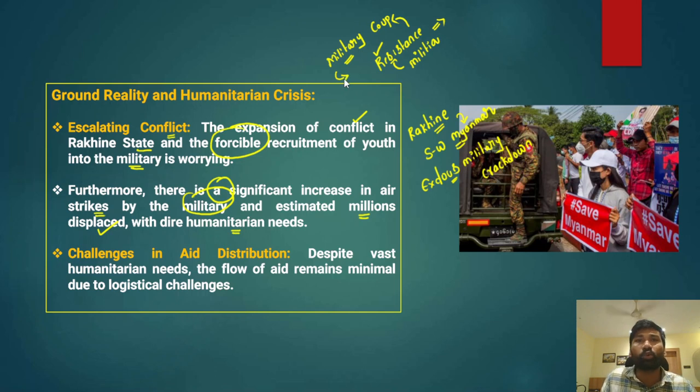The military has been doing air strikes against different resistance groups. That has led to the displacement of millions of people from Myanmar, and now they require humanitarian assistance. Humanitarian assistance means that safe passage is part of it. They require essential medicine, refuge, food, and drinking water.